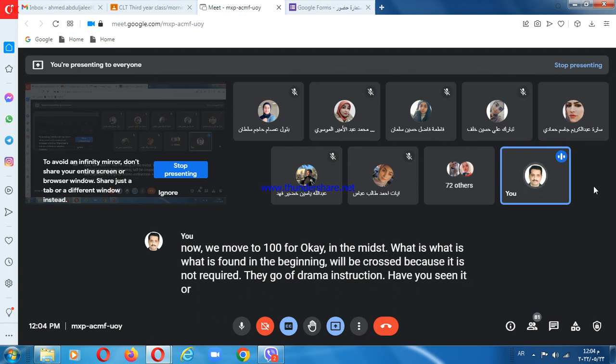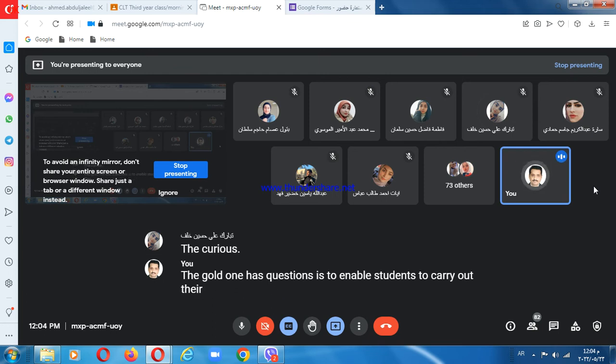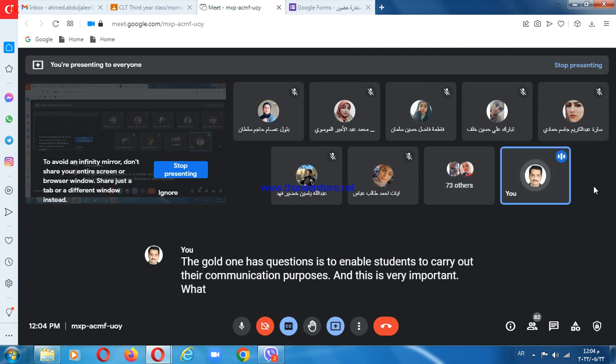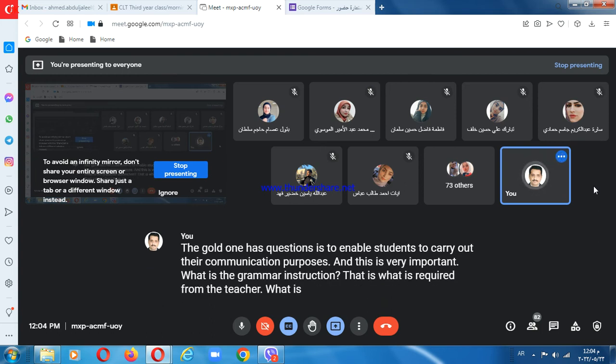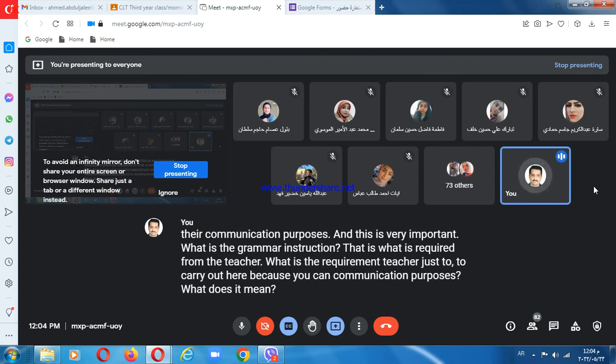Just tell me. The goal of grammar instruction is to enable students to carry out their communication purposes, and this is very important. What is the grammar instruction? That is what is required from the teacher. What is required from the teacher? Just to carry out communication purposes. What does it mean? We use grammar as a tool for communication, not the aim.